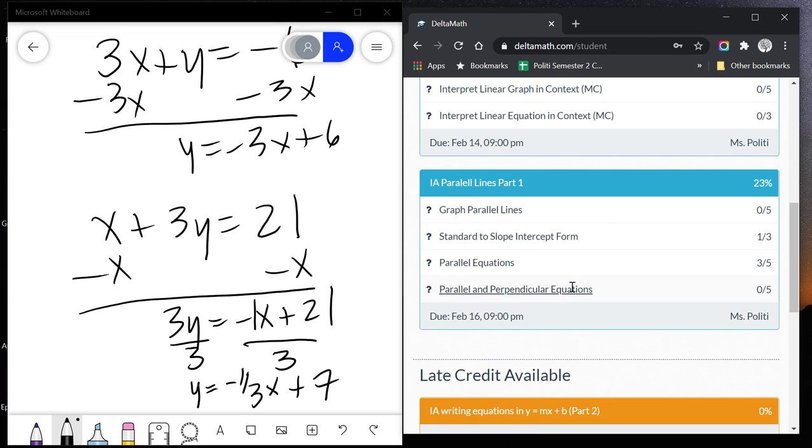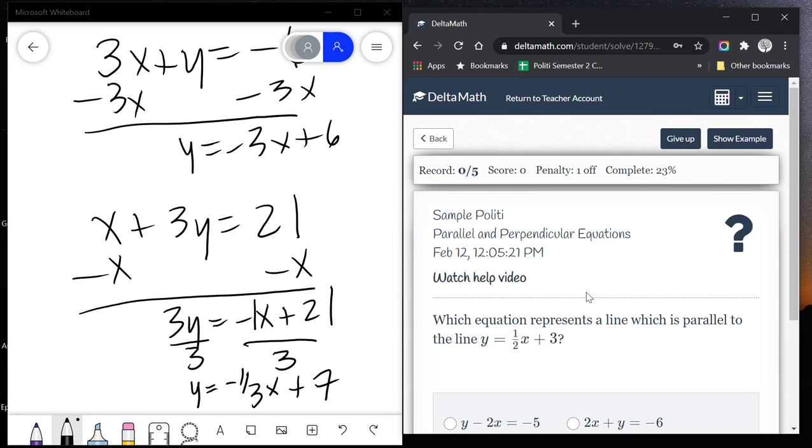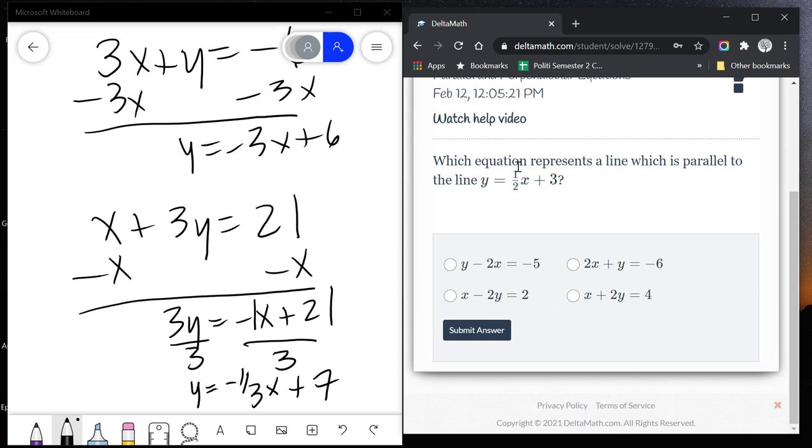Okay, and then the last part, parallel and perpendicular equations, is quite similar. It's asking you which line is parallel. You're just going to have to match up the same slopes. Okay, I hope that helps.